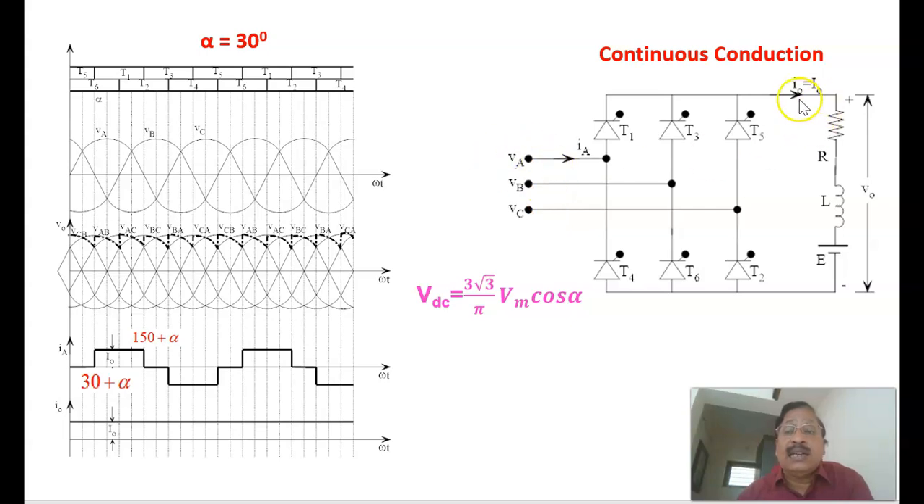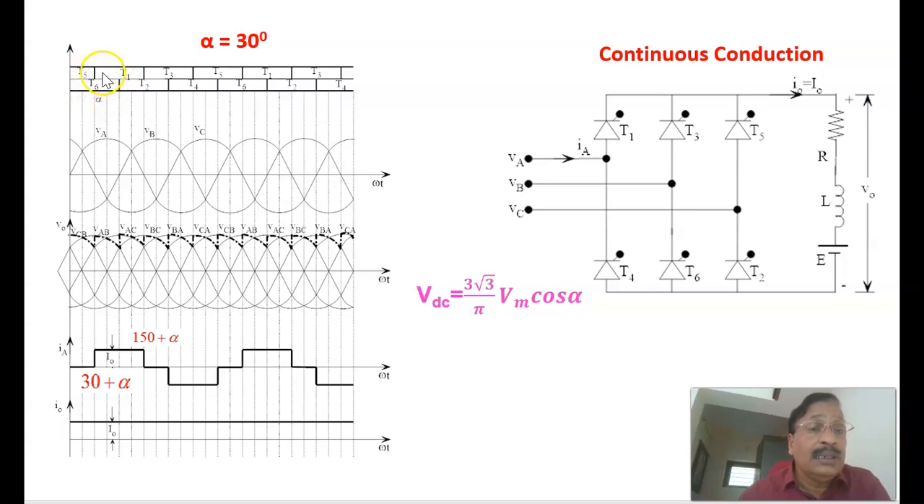The three-phase AC is rectified into a unidirectional voltage VDC, and the corresponding equation we derived is equal to 3 root 3 Vm by pi cos alpha, or 3 Vml by pi cos alpha. This is the average voltage available across the RLE load. And here the different durations of different thyristors we have also explained.